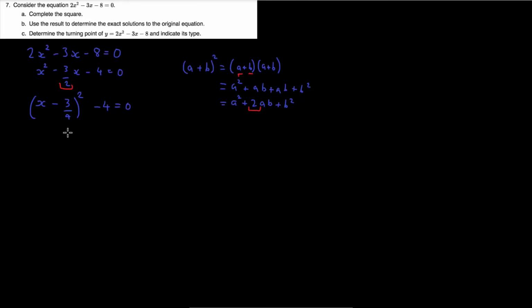Now this, you might think, oh great, I've done it. Let's double check. Let's see what happens when we actually expand these brackets. So when we expand, we'll get x squared minus 3 on 4x minus 3 on 4x plus 9 on 16 minus 4 equals 0. Let's gather those like terms. X squared minus 3 on 2x plus 9 on 16 minus 4 equals 0.